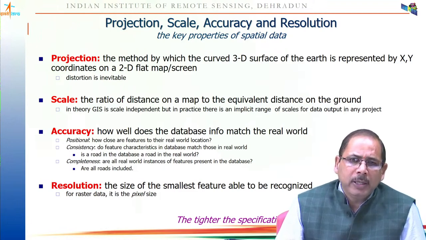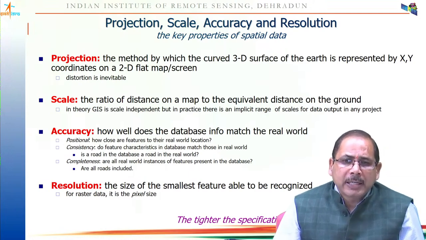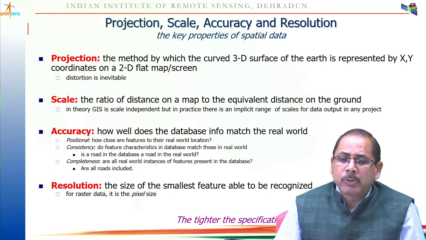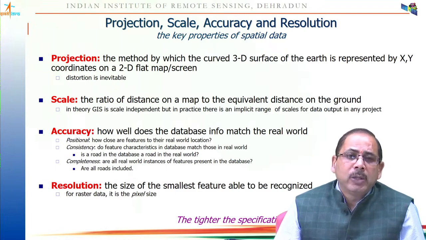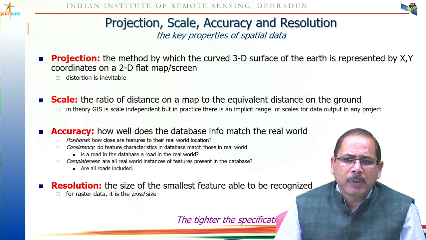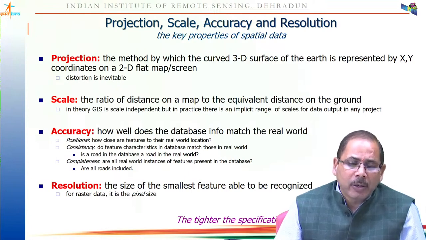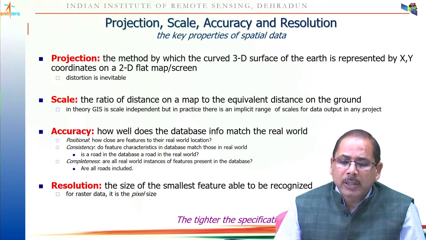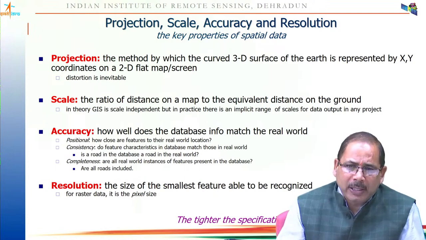When we are storing or creating spatial data in our computer system, the scale is one of the parameters that tells you the quality or accuracy of the data you are storing in the system. Accuracy is how well the database information matches the real world. Here we have different types of accuracy: one is called positional accuracy, the second is consistency, and the third is completeness. Positional accuracy talks about how close the features are to their real-world location, how close it is in the real world.